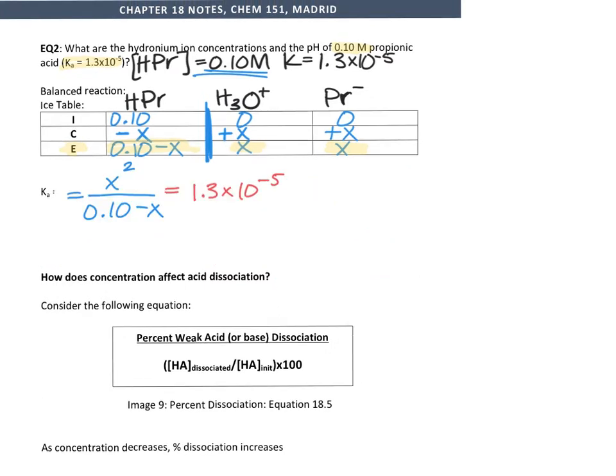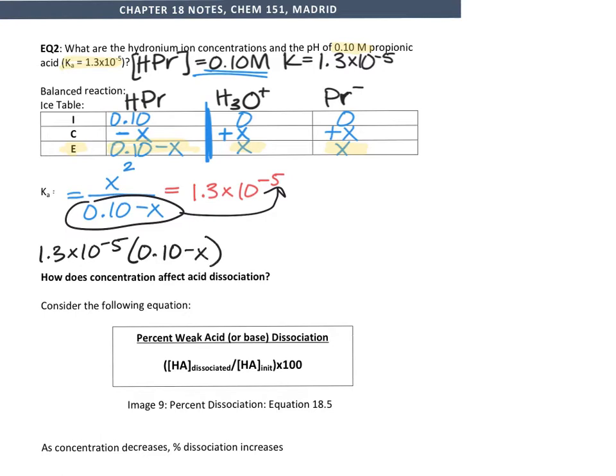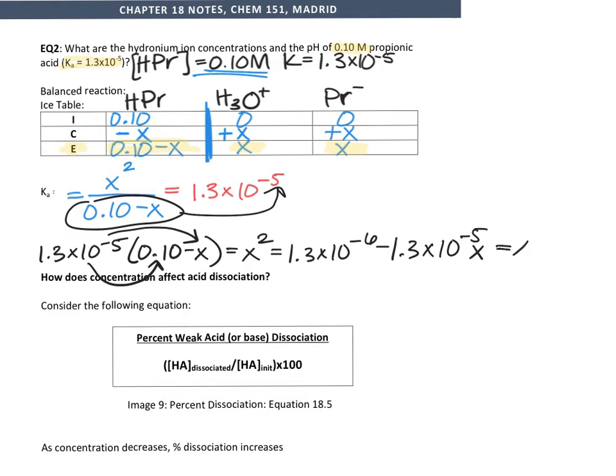Okay, so if I cross multiply this over here, I will have 1.3 times 10 to the negative 5 times (0.10 minus x) equals x squared. I'm going to distribute these inside. So that is equal to 1.3 times 10 to the negative 6 minus 1.3 times 10 to the negative 5 x is equal to x squared.